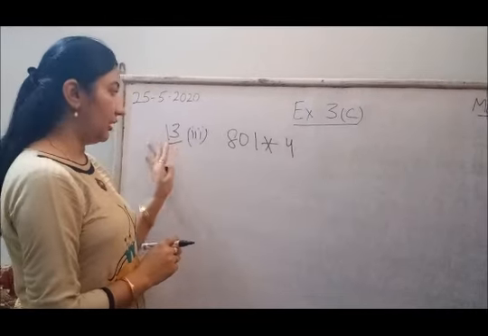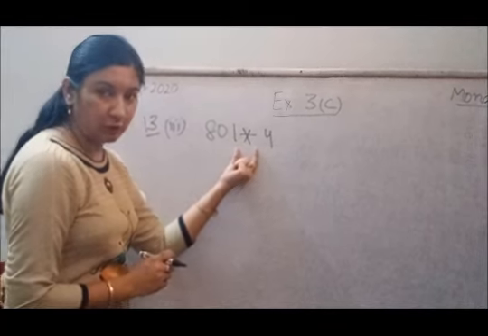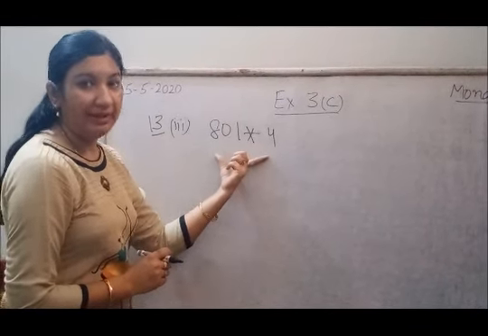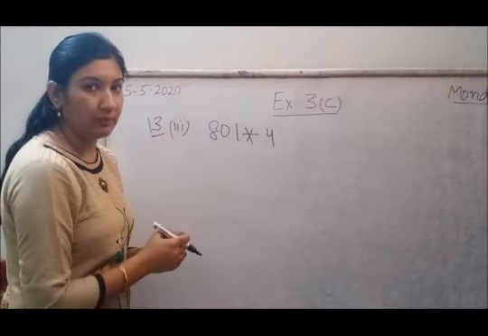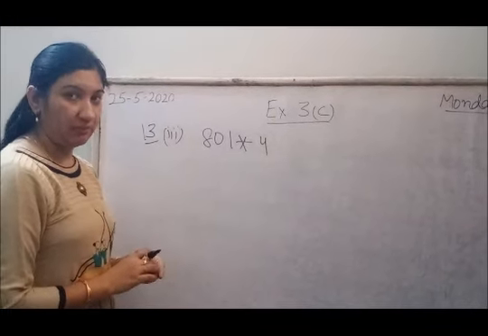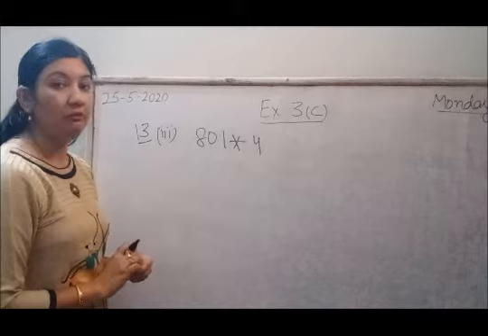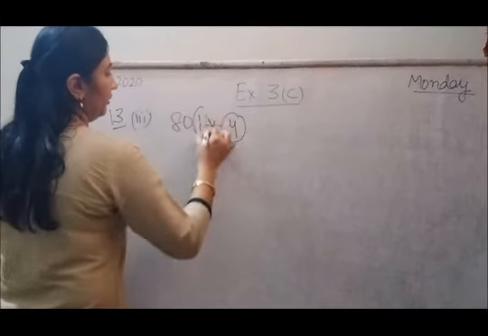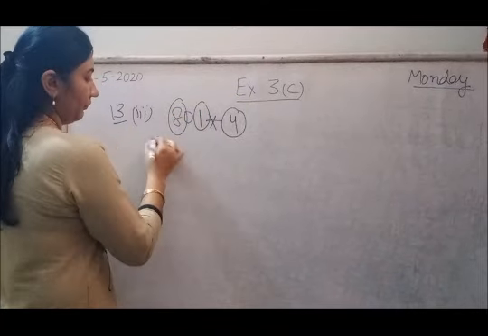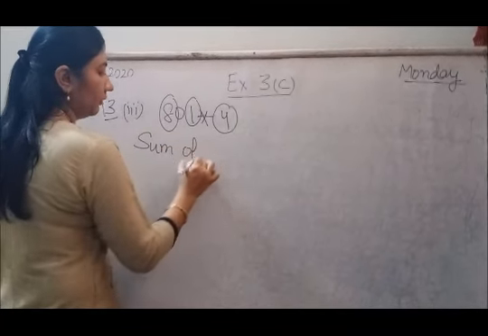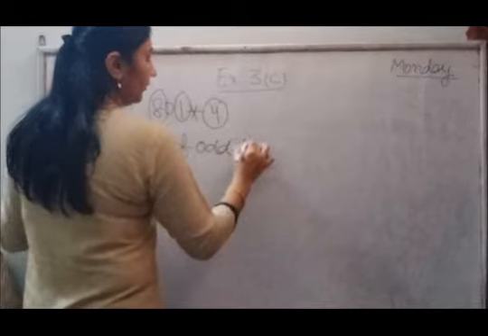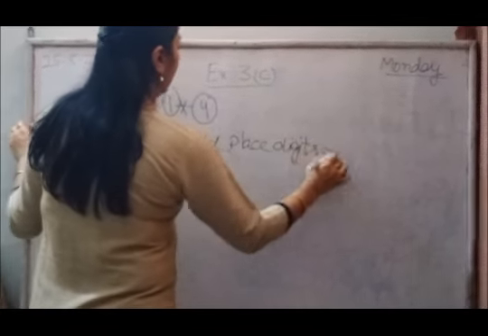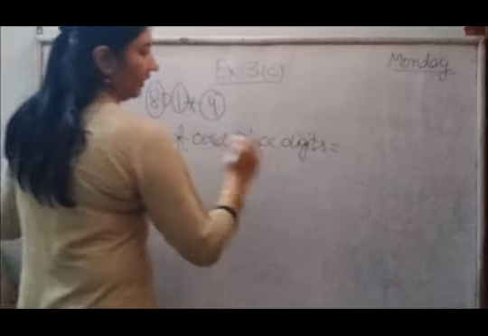Now question number 13. You have to find the value of this star so that the given number is divisible by 11. What was the rule for divisibility of 11? Sum of even place digits minus sum of odd place digits. Firstly we will do that. Circle the odd places. Sum of odd place digits: what will we get? 4 plus 1 plus 8.